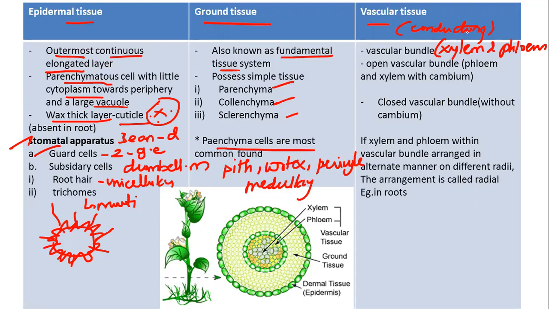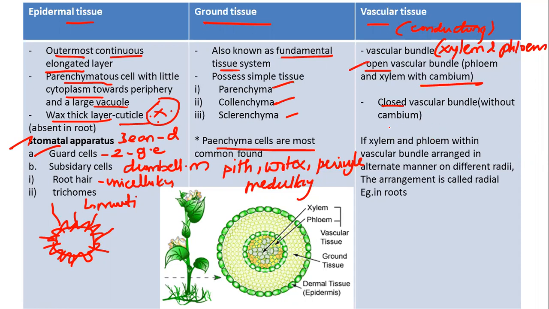Here two types of vascular bundle are there: one is the open vascular bundle, and the other is the closed vascular bundle. Open vascular bundle means phloem and xylem are present with cambium. That means phloem and xylem originate from the cambium. Even after originating, the cambium will not disappear. It will stay together with the phloem and xylem, and that is called an open vascular bundle.